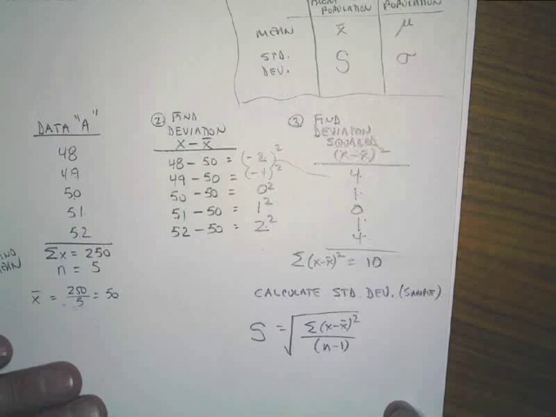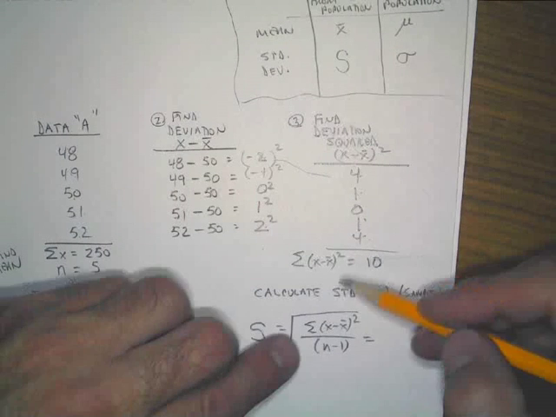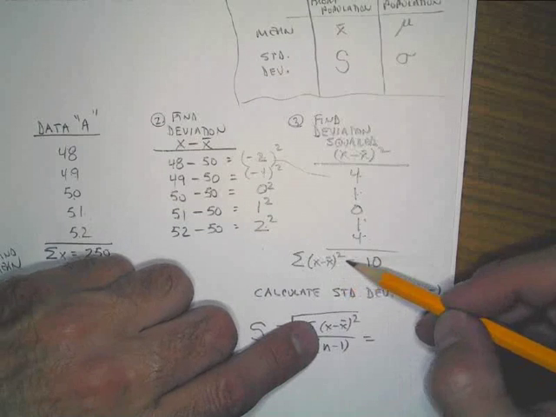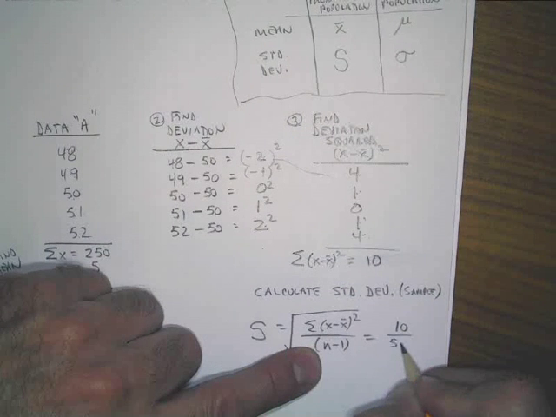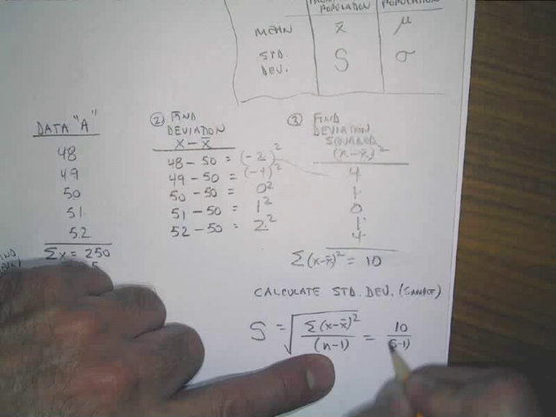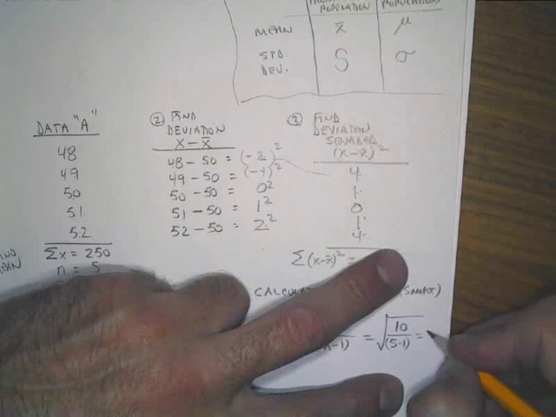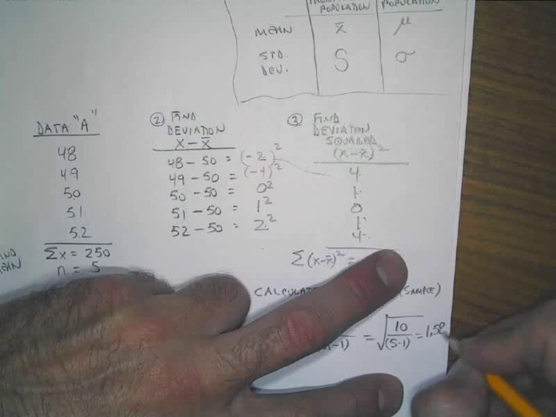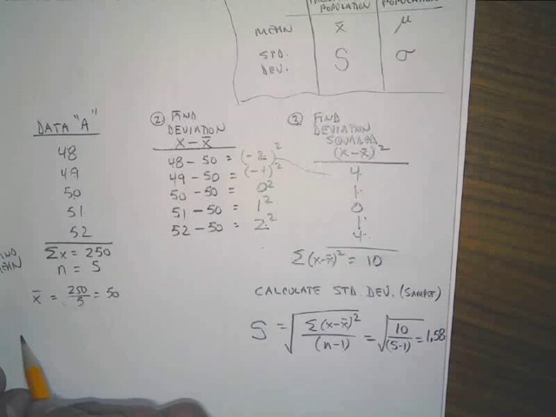That looks absolutely horrible. But we've already done the math. We know that the sum of x minus x bar squared is 10. We know there are 5 data samples minus the 1. And we can take the square root. You can do that on your calculator. It's 1.58. Okay?